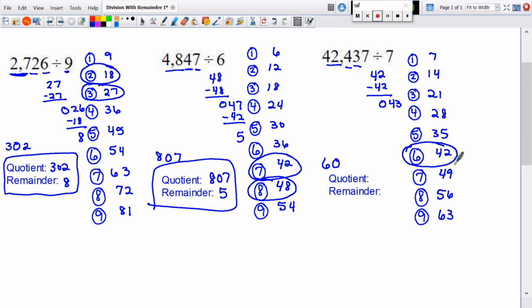42 again is the biggest without going over, so the circled number is 6. You subtract the 42 from what you were looking for, the 43, and that's a 1. We still have another number, so write the 7 beside that. So now we're looking for 17. 14 is the biggest number without going over. The circled number goes beside your other numbers. The 14 gets subtracted from what you were looking for. So my quotient is 6,062, and my remainder is 3.